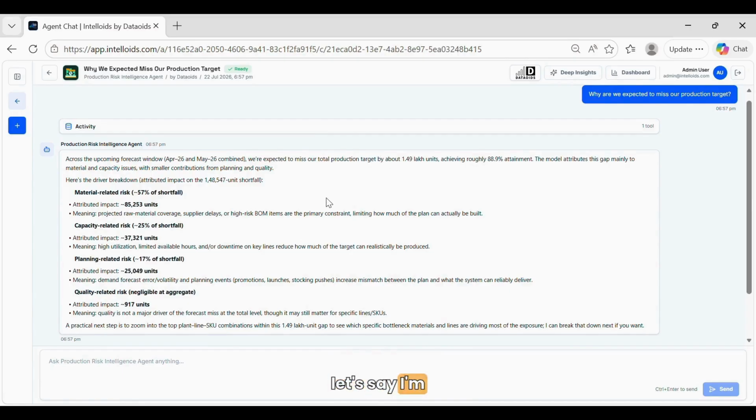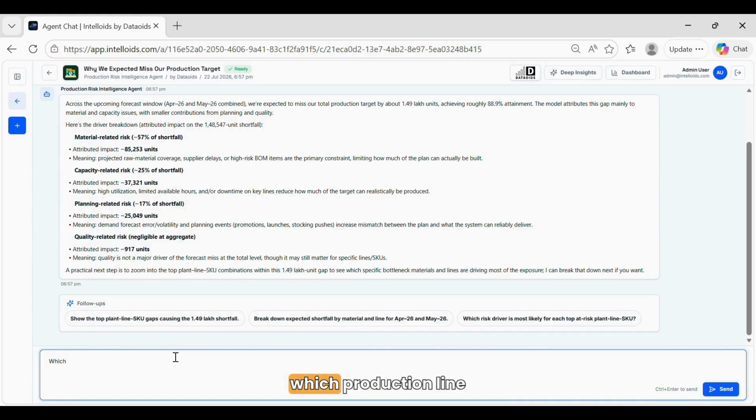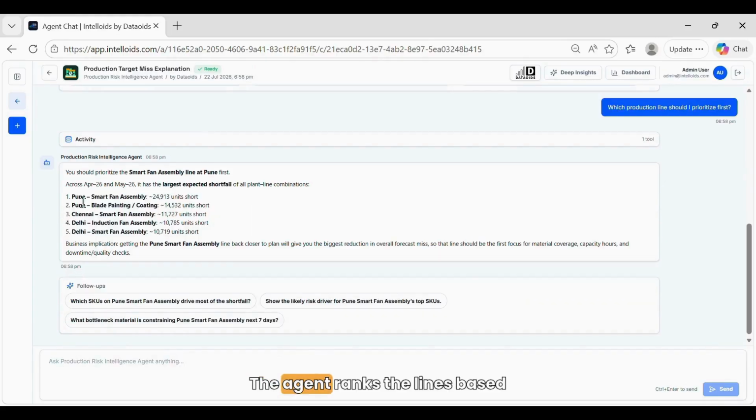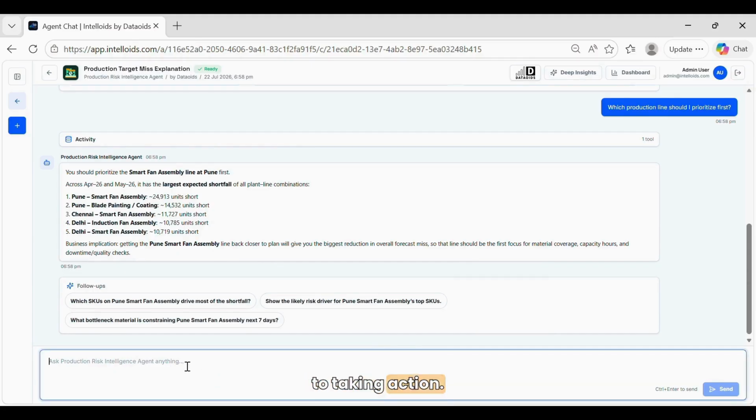Now, let's say I am an operations manager and I want to know where to focus first. I'll ask, which production line should I prioritize today? The agent ranks the lines based on their expected business impact, so we immediately know where intervention can make the biggest difference. And finally, let's move from understanding the problem to taking action.